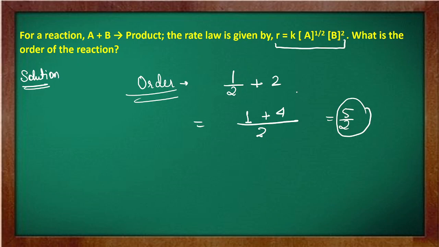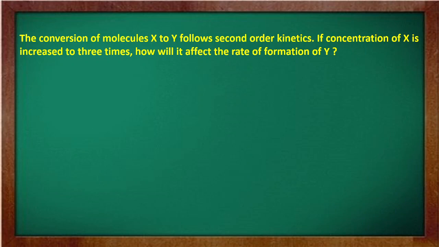As I already said, the order of any reaction can be 0, 1, 2, 3, or even a fraction. It is possible that it can be fractional also. So here the order of the reaction is 5 by 2. Another question is given.